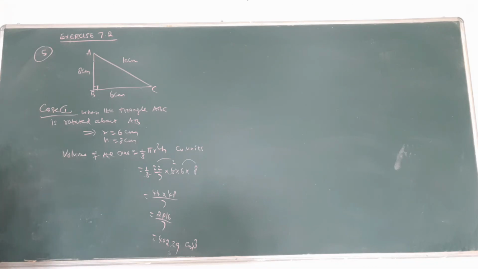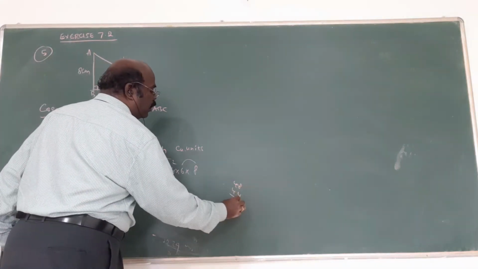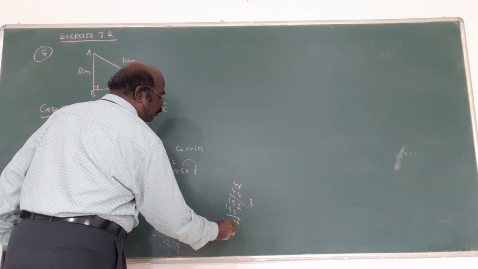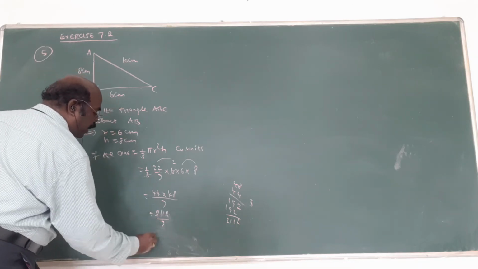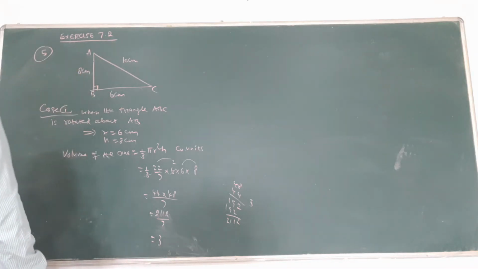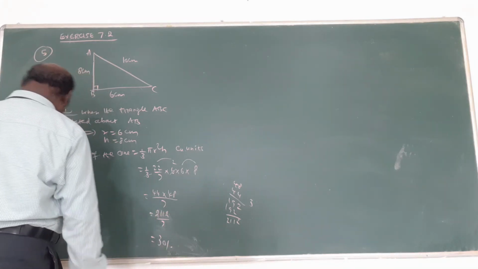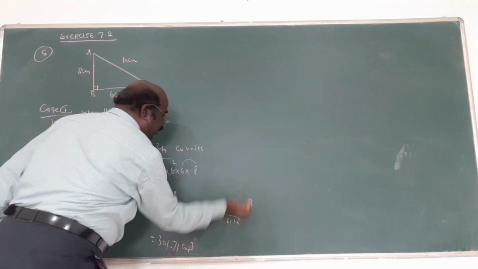Wait, something is wrong. You multiply both 48 and 44, what is the answer? 2112 by 7. Now divide by 3. Exactly, we get 301.71 centimeter cube. This is the first answer.